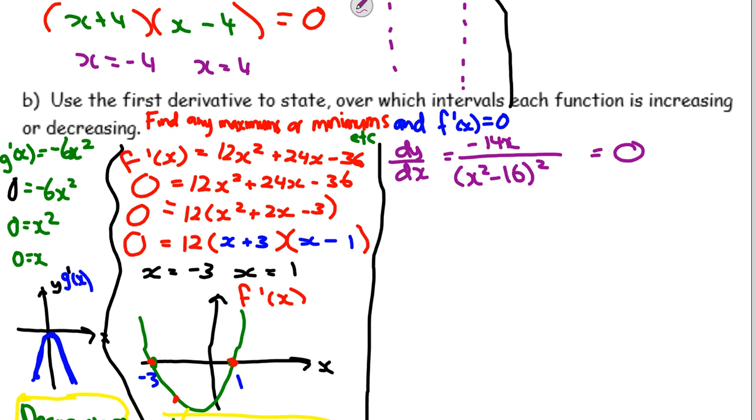Isn't it negative 14x squared? No, the derivative is above, it's up in the top half. We've done it with the quotient rule. It was just negative 14x.